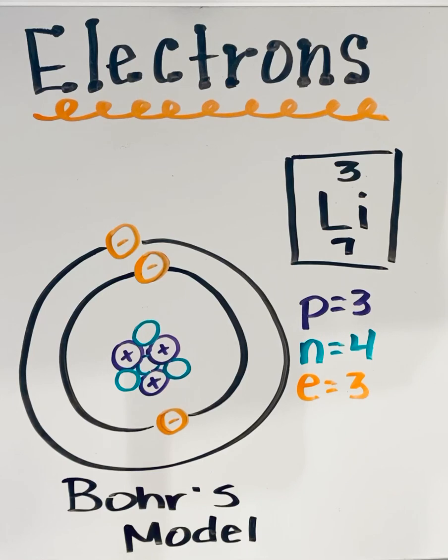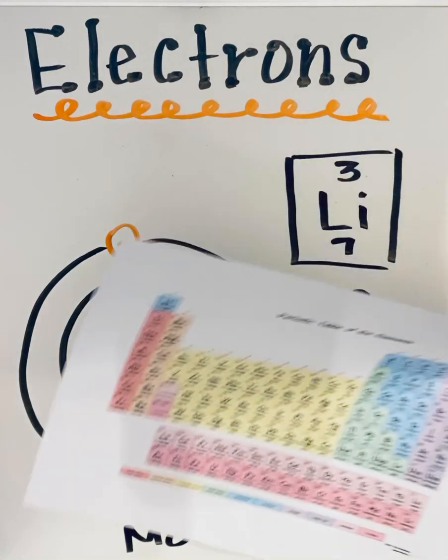Today we are going to talk about electrons and we're going to learn how to build a two-dimensional model of an atom. So just some things I wanted to review with you before we start. We haven't covered the periodic table yet, but we will.